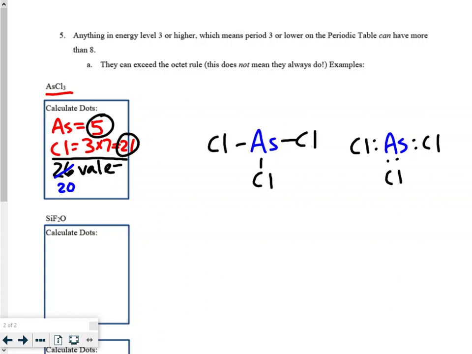Now, so we've attached our ligands or the chlorines. Question? How do you figure out it's 2 for each? Well, we're just attaching the ligands to the central atom by a single bond. And a single bond, by definition, has 2 valence electrons in it. A dash represents 2 electrons, or you can use the 2 dots to represent them. Either or, it's fine.